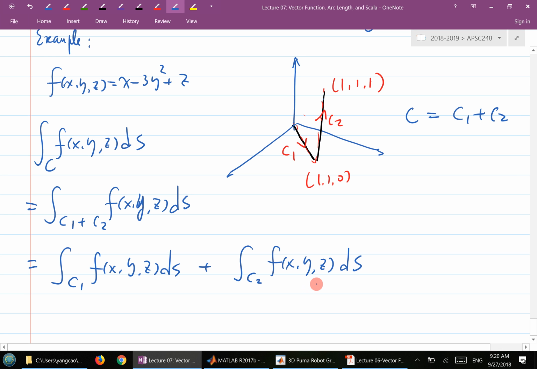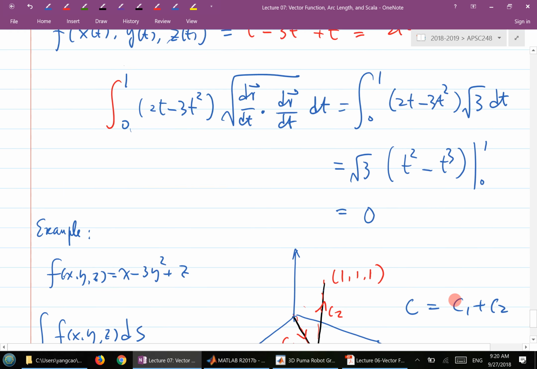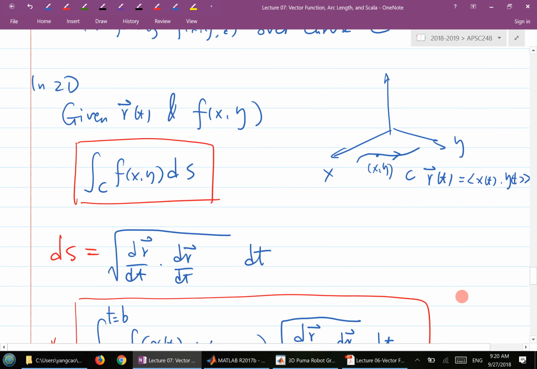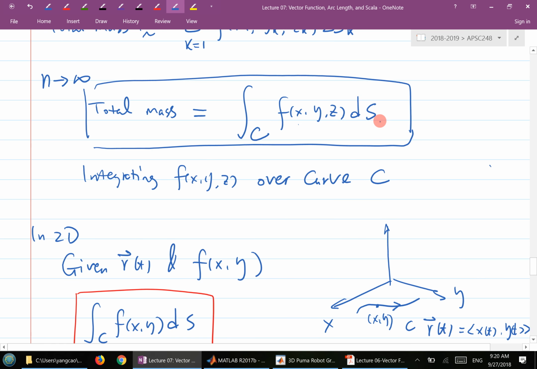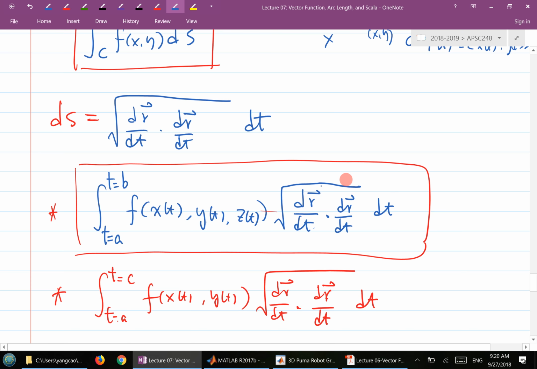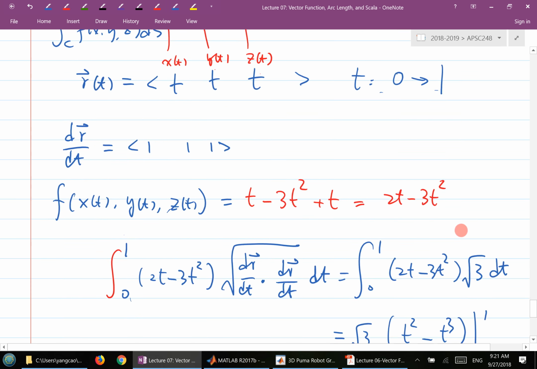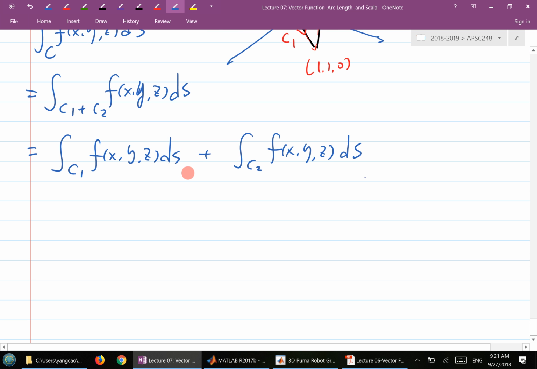Yes? Why do you integrate f of x, y, z over ds instead of dt? Right, so this is the initial derivation of the scalar line integral here. You can always replace the ds with the formula for the ds. But this is actually what happens next. So we're going to replace ds with this for the first segment, and then you have the dt over here.